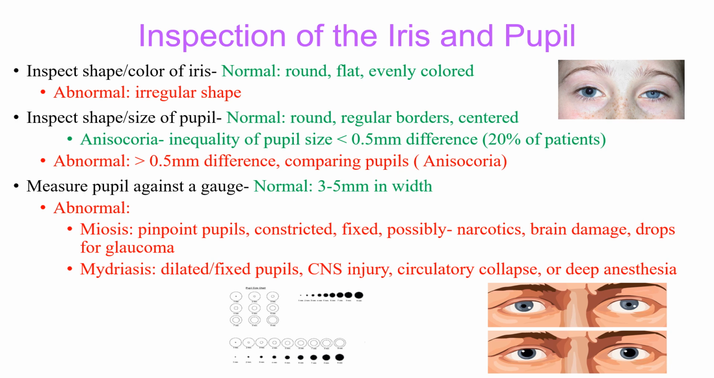Measuring the pupils against the gauge, you have your pen light that has the different pupil sizes, and we measure those in millimeters. The average is 3 to 5 millimeters, but you may have some abnormal findings like pinpoint pupils or dilated and fixed pupils like we talked about earlier.